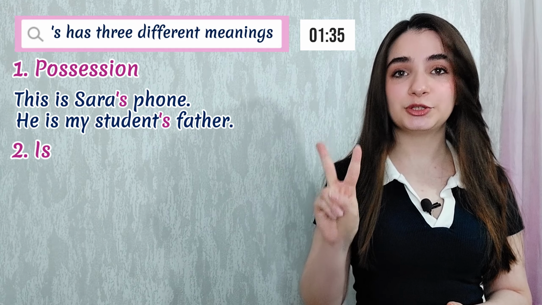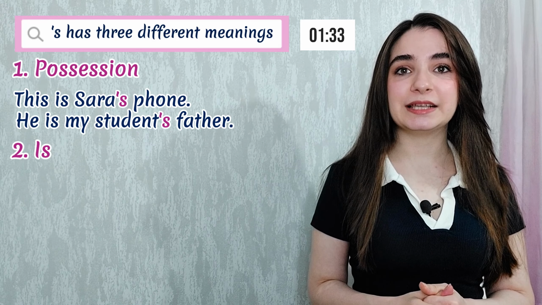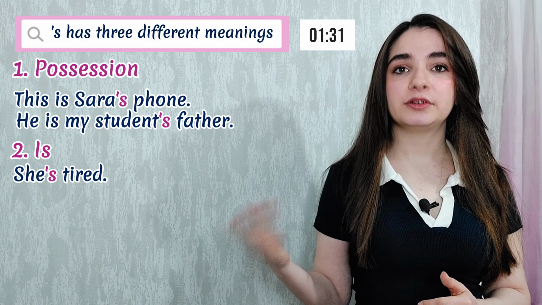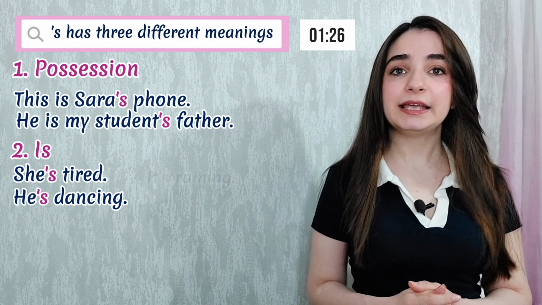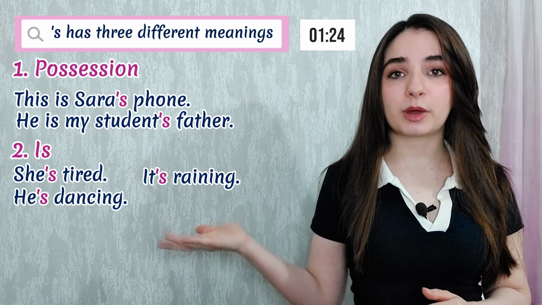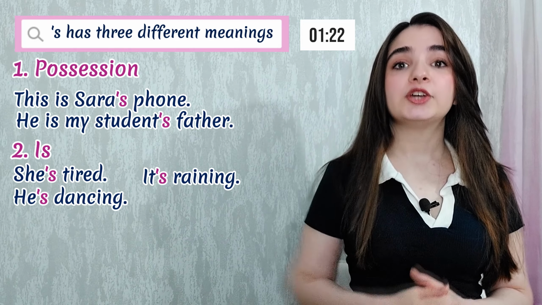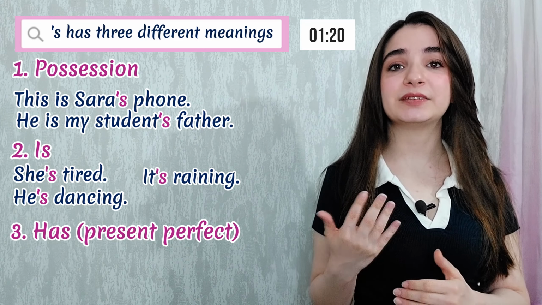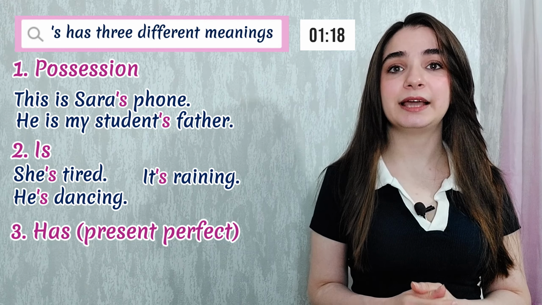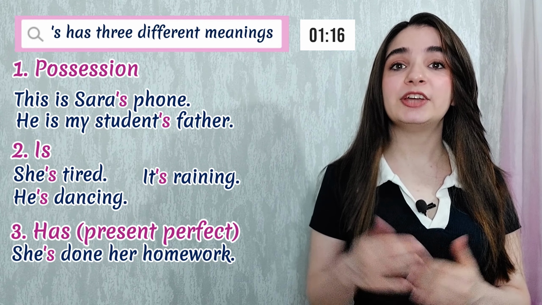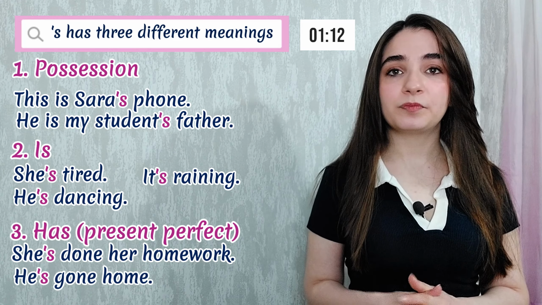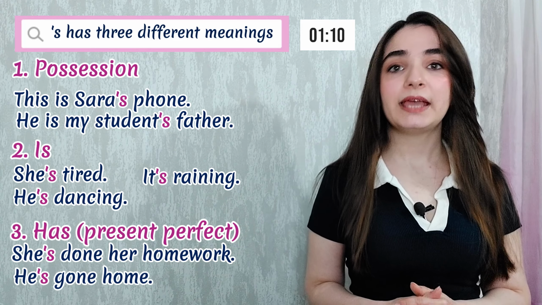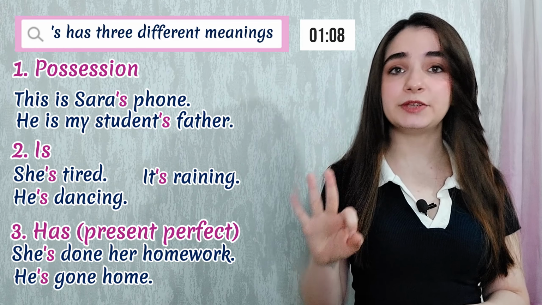Number 2, the short form of is, like she's tired. She is tired. He's dancing. He is dancing. It's raining. It is raining. And number 3, short form of has in present perfect sentences. Like she's done her homework. She has done. Okay? Or he's gone home. He has gone home. So these are 3 different meanings of apostrophe S.